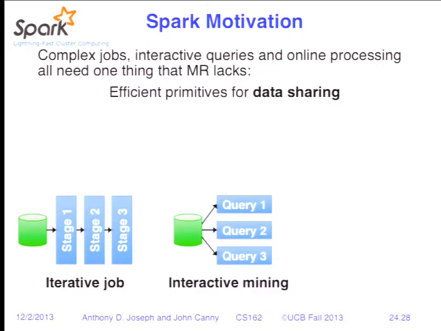Interactive data mining. So this is sort of the what-if questions. This business intelligence analyst is sitting in front of the computer posing questions. They want to see the top visited sites by age 18 to 25. Then they want to see 26 to 30. Then they want to see, you know, by gender. Then they want to see by geolocation.